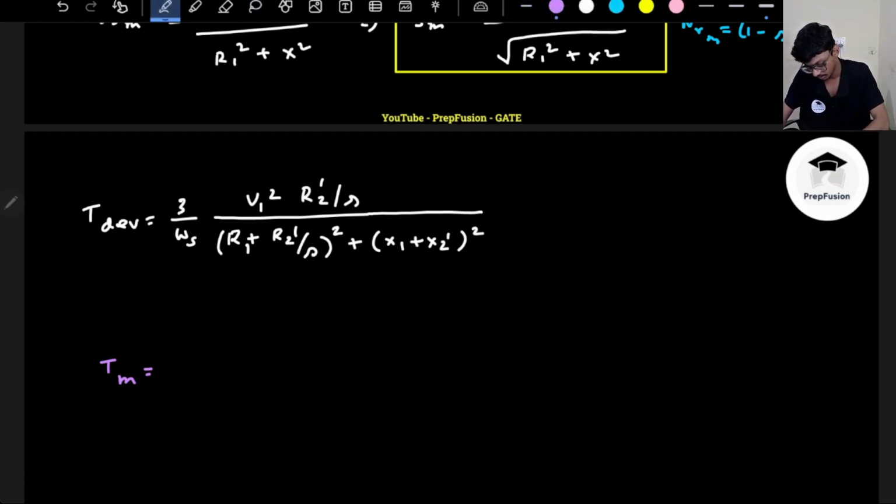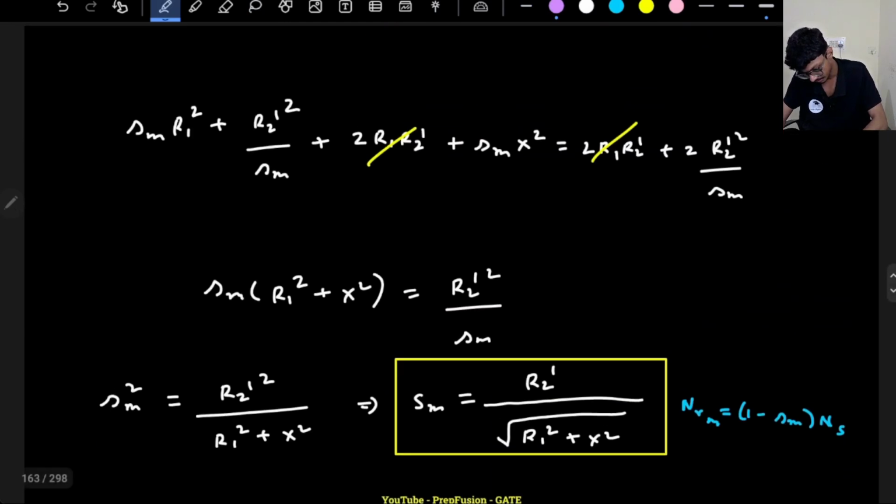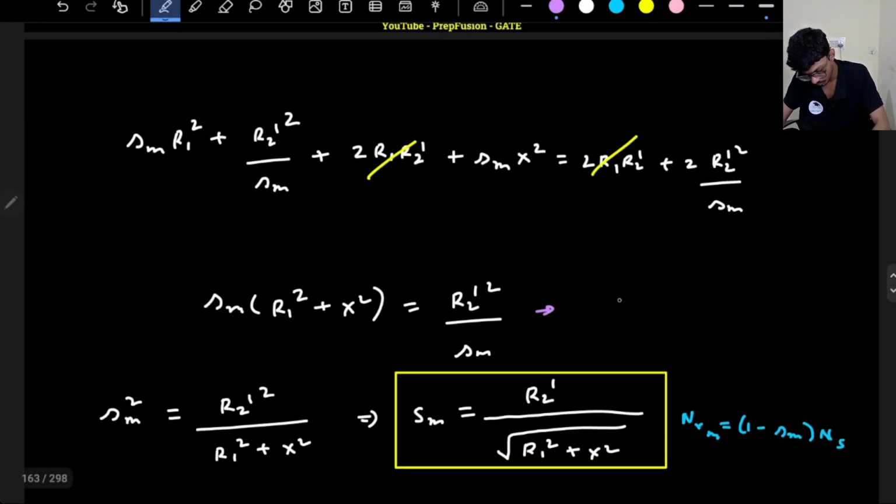So the maximum torque comes out to be, remember this is the equation. So what I can do is I can write r1 square plus x whole square is equal to, I can take the sm on that side, r2 whole square divided by sm whole square. So I can take under root on both sides.